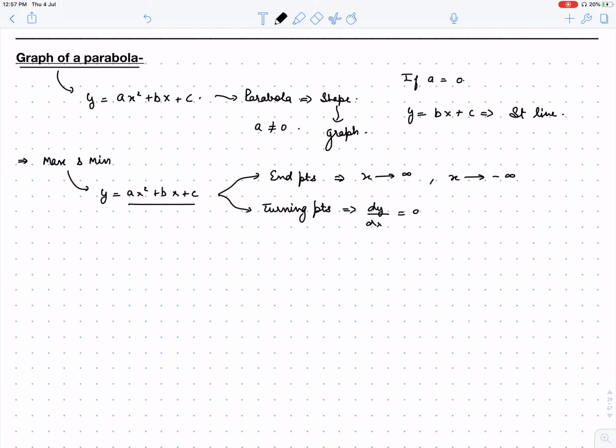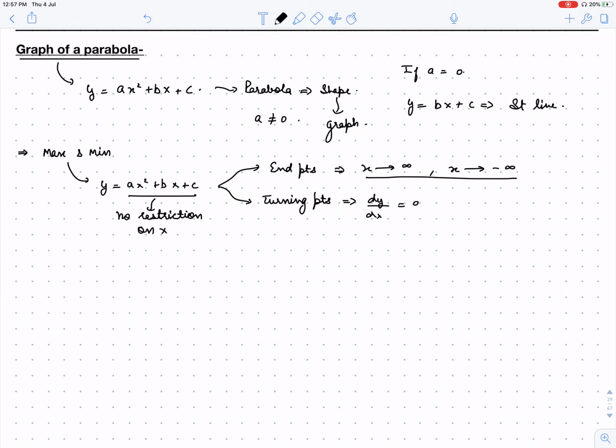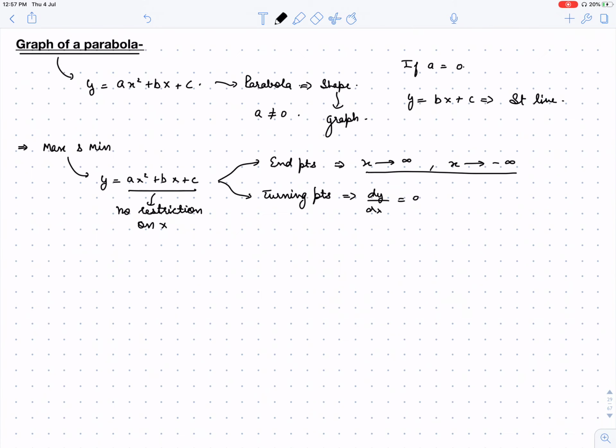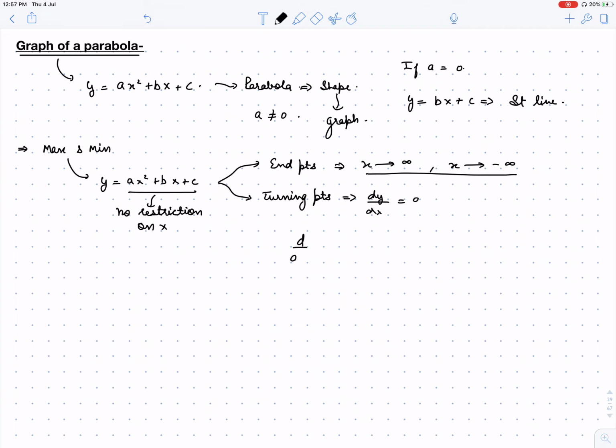See, over here there is no restriction on x. As just discussed in the previous problem also, if there is no restriction on x, then x can be anything. So the graph would start from minus infinity and end at plus infinity. The turning point occurs at dy by dx equal to 0. That means d by dx of ax square plus bx plus c must be 0. If you differentiate that, then you will have 2ax plus b must be 0, or x is equal to minus b by 2a. So the turning point occurs when x is minus b by 2a.